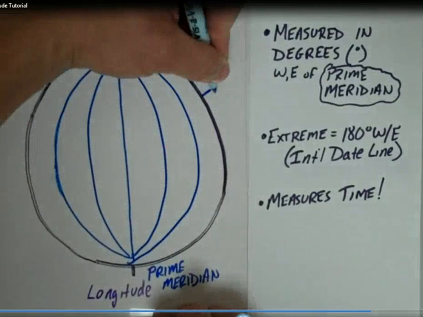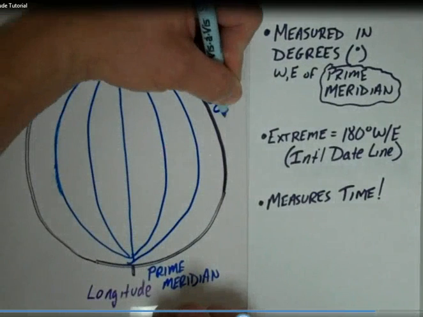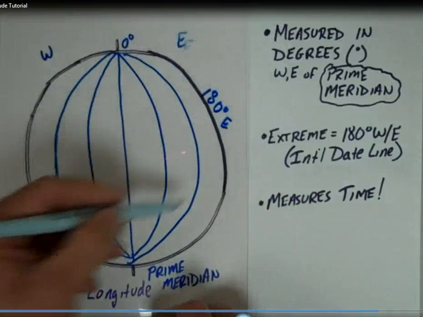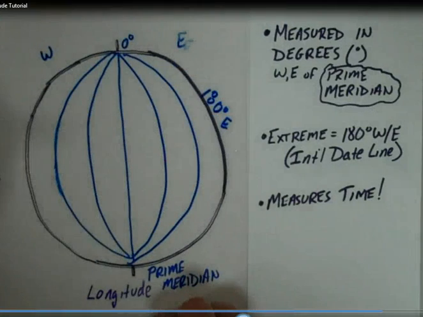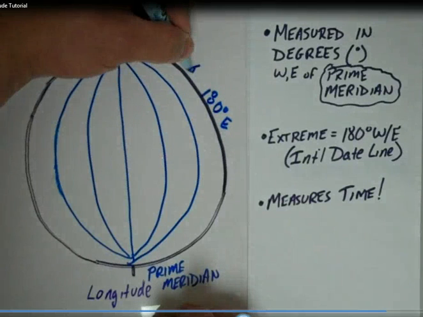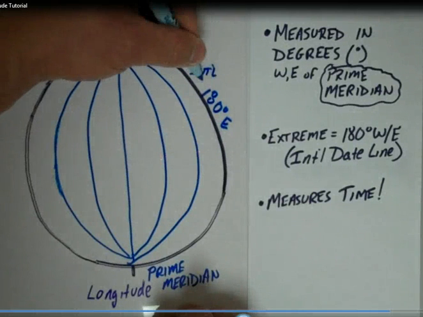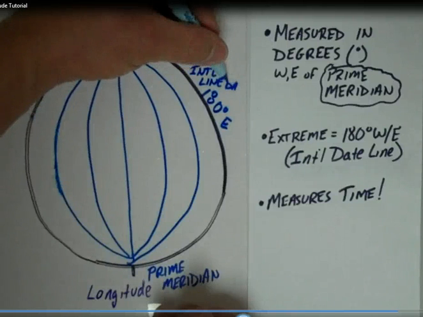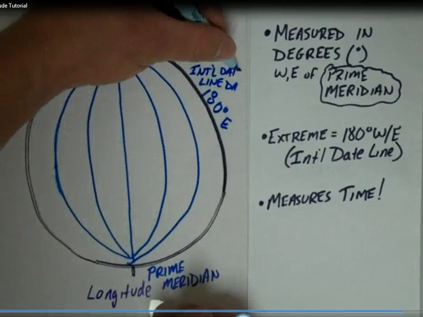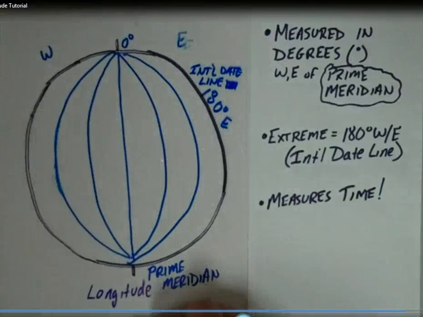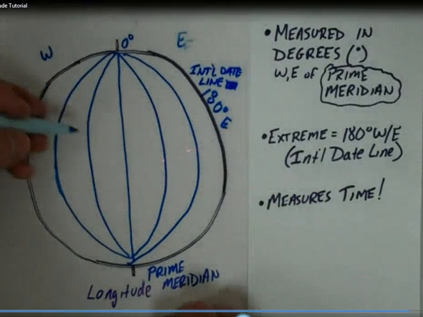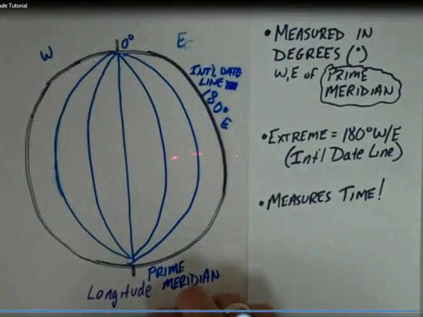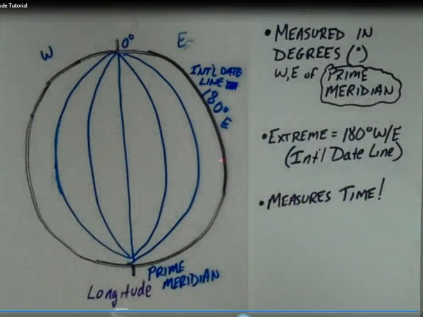Now the biggest extreme is going to be 180 degrees. Now if you go 180 degrees east or 180 degrees west, you're at the same place. You're halfway around the world, and this is going to be our international date line. So this actually is determining what's today and what's tomorrow, depending where you are in the world. So this international date line is very important. So we'll be measuring these lines, and you can't have bigger than 180 degrees because, again, you're at the international date line.